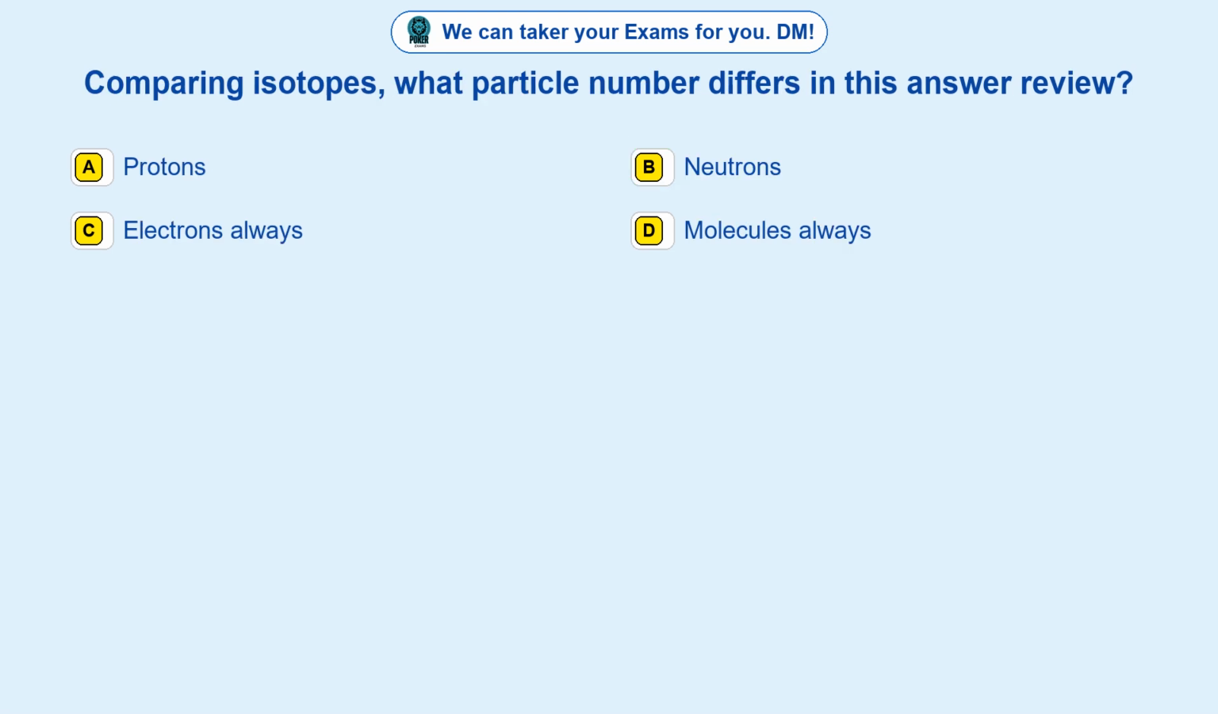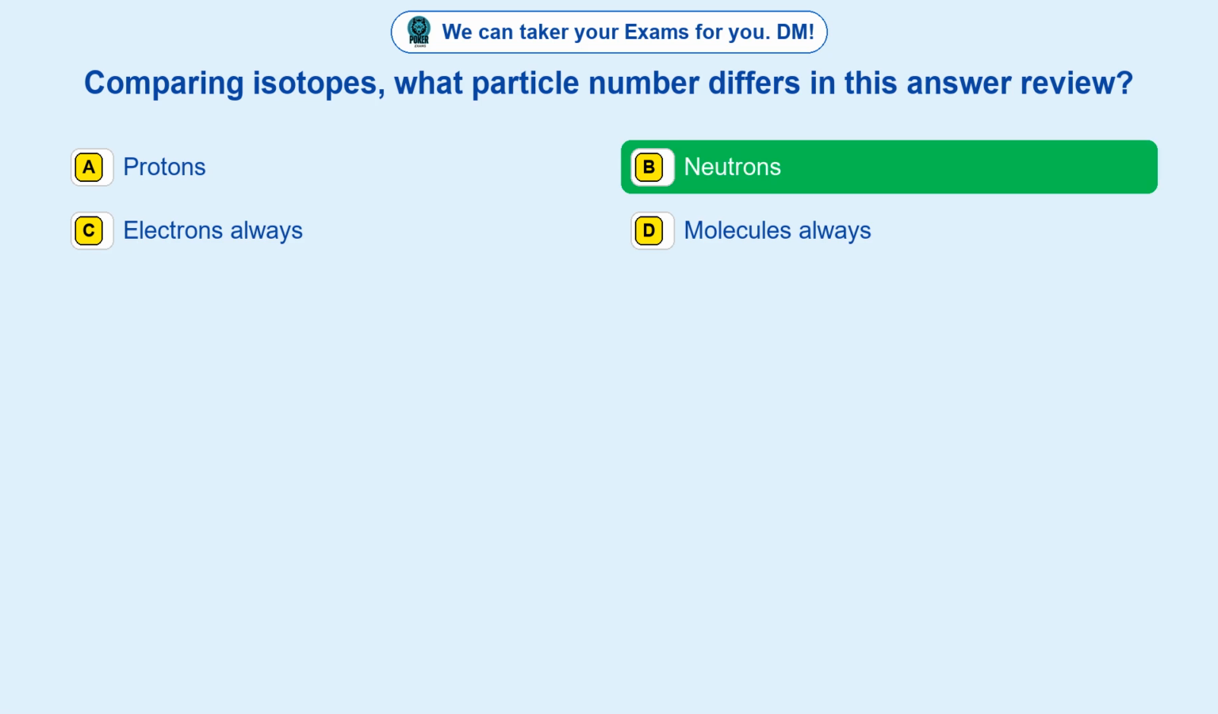Question 42. Comparing isotopes, what particle number differs in this answer review? Option A, protons. Option B, neutrons. Option C, electrons always. Option D, molecules always. The correct answer is option B, neutrons.